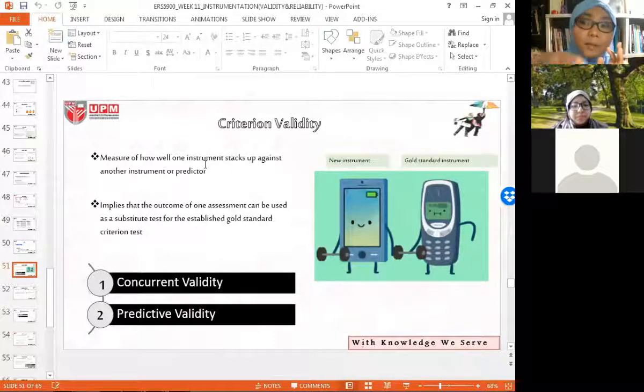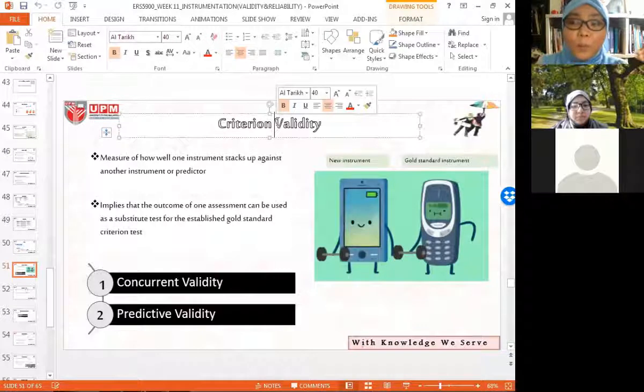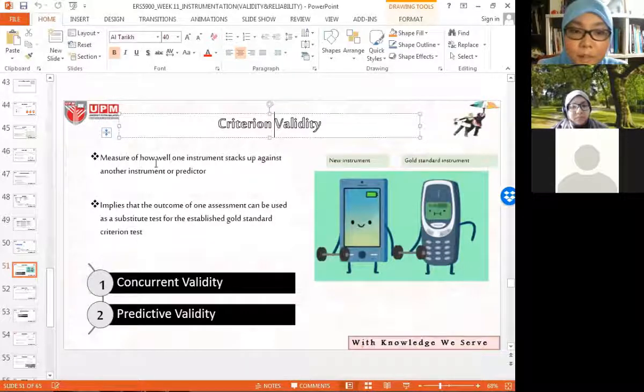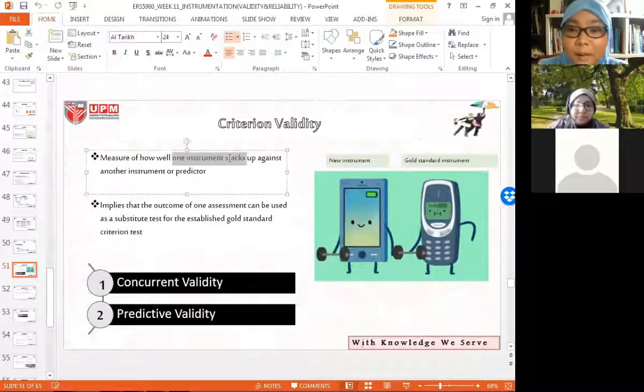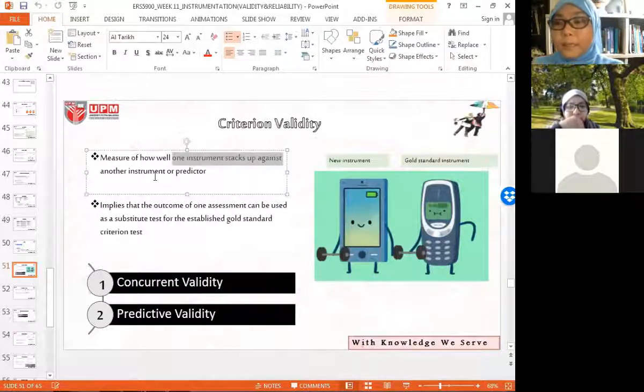Instrument. Items dalam satu individual instrument. Okay, but criterion validity ni dia started to compare the individual item to another, it start to compare the construct from one variable to construct from another variable. Okay, so that's why it's stated here, it measure how well one instrument stack up against another instrument or predictor.